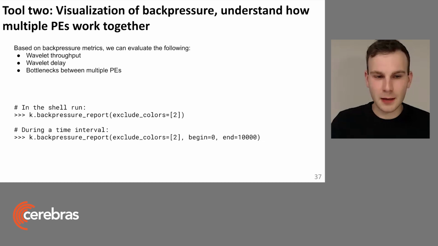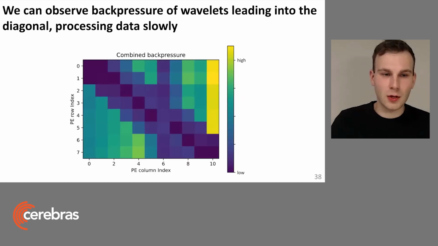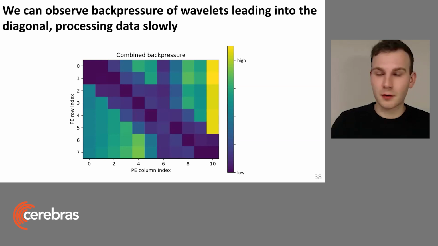And this would be an example of how to use it. So we can generate a backpressure report. We can just use all colors used. We can only use specific colors, and we can define a start and end range. So it's quite a simple API. And this is what a backpressure report would look like. So this is a combined report.